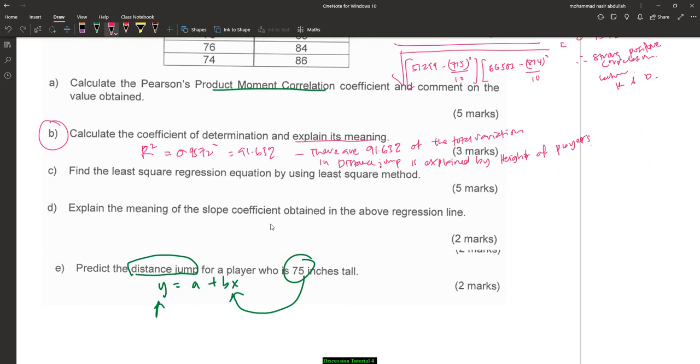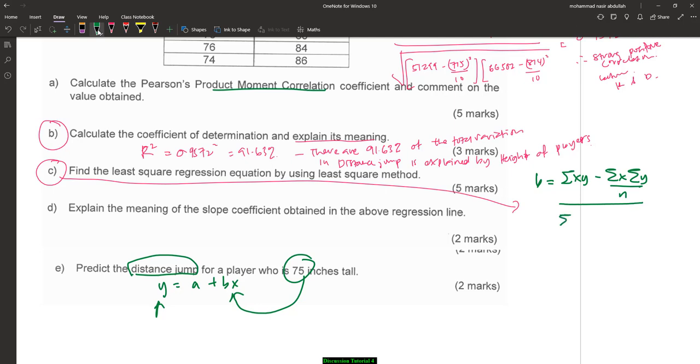Okay, for least square method, since kita dah ada value, kita dah input dalam calculator, very simple. Soalan ni you need to check dalam calculator saja. Make sure you input the value dalam calculator correctly, right. Then first step is we need to find the value of B. Summation of xy minus summation of x multiply with summation y divided by n, and divide by summation of x square minus summation of x, and then you square divided by n.